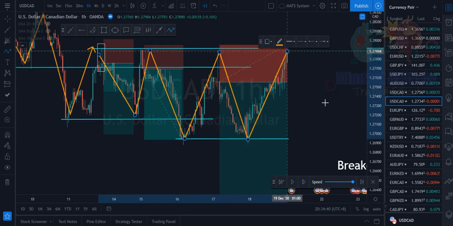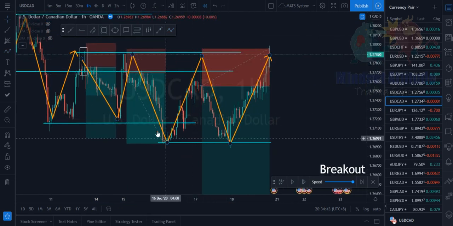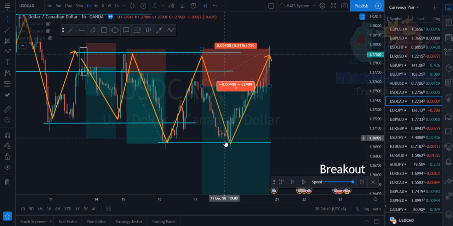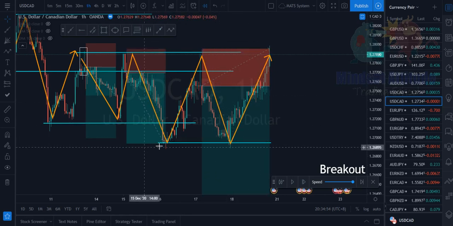Can you see? The market starts to range. The first breakout happens, and it goes back up. It allows me to take this entry. Unfortunately, it decided to reject this particular support.